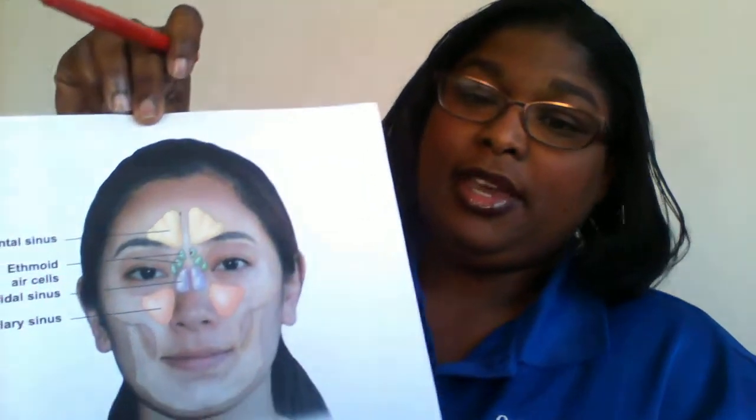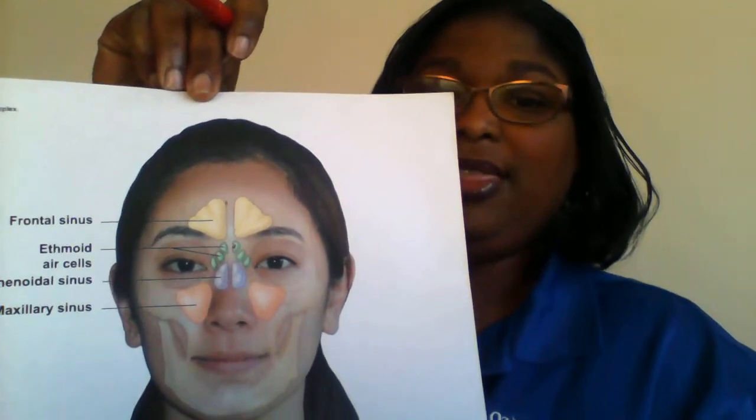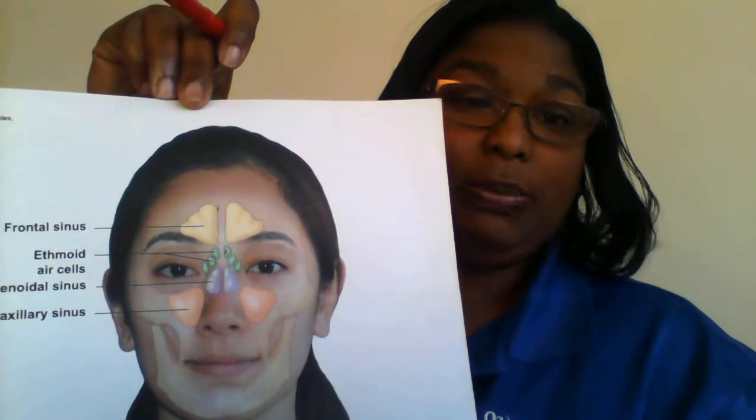In the next picture, I will identify the sinuses. You have the frontal sinus, the ethmoid sinus, the maxillary sinus, and the sphenoid sinus. Take a moment and let's repeat: the frontal sinus, ethmoid sinus, sphenoid sinus, and the maxillary sinus.